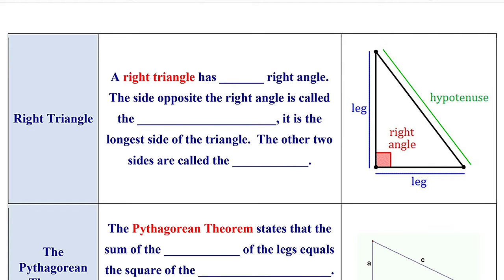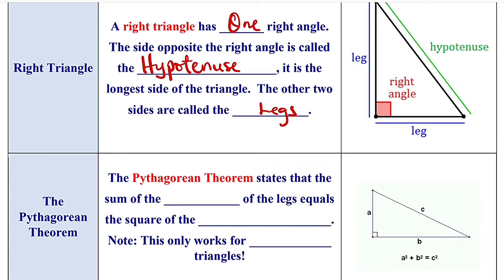So let's go through these questions. The first one is under right triangle. A right triangle has dash dash right angle. It has only one right angle, which you can see right here. The side opposite to the right angle is called the hypotenuse. So this is the hypotenuse. It is the longest side of the triangle. The other two sides are called legs.